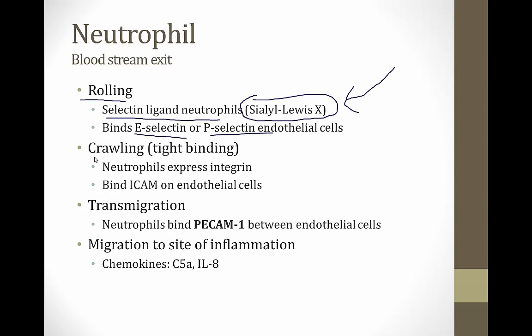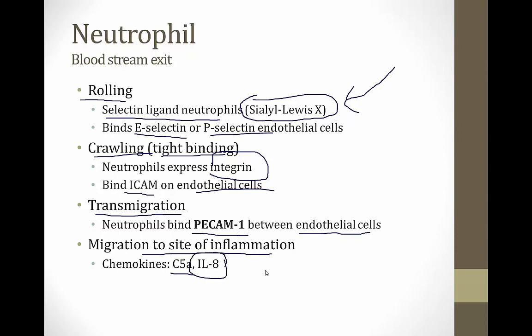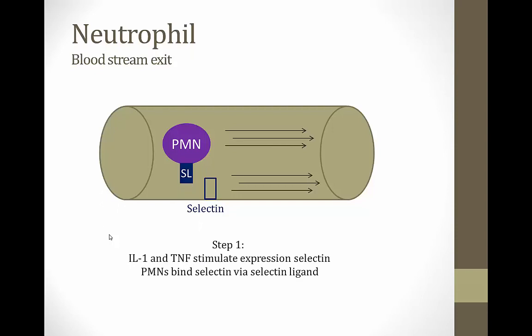The next thing that happens is they begin to crawl. This is a process called tight binding, and this occurs because neutrophils express a molecule called integrin on their surface, and integrin binds to intercellular adhesion molecules or ICAM molecules on the surface of endothelial cells. After they're crawling, they begin the process of transmigration across the endothelium and into tissues. This occurs because neutrophils bind molecules called PECAM-1, which are found between endothelial cells. And then they migrate to the site of inflammation drawn by chemokines like C5a from the complement system or IL-8 from macrophages. So here are some pictures to illustrate this process and to help you remember it.